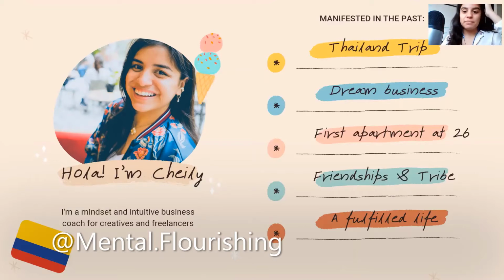I also manifested my first apartment at 26, and it's really beautiful. It's on the top floor in a complex building in Medellin, Colombia, which is also one of my dream cities. And I'm able to co-create and build the life of my dreams on a daily basis. And I want to share this knowledge, this gift with the world, and show you how you can do the same. For example, manifest the right friendships and the tribe, and a really fulfilling life that you can enjoy on a daily basis.